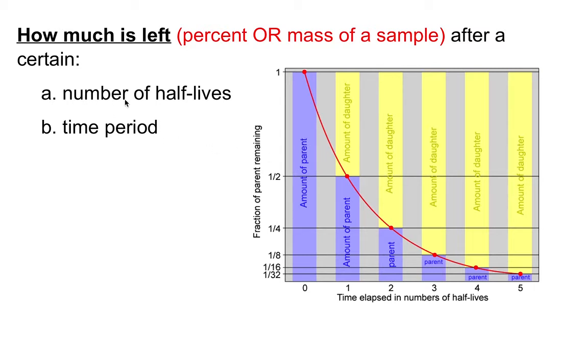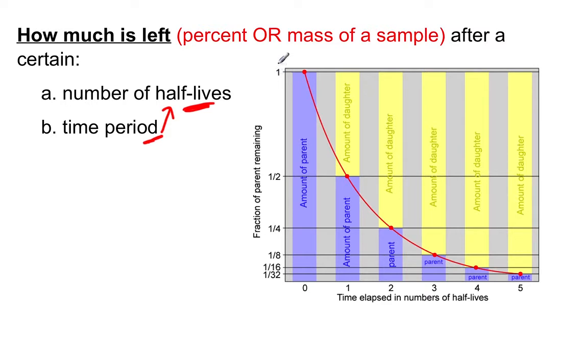Now, the problem is going to tell you the number of half-lives or the time period, and if it gives you the time period, you're going to have to do a quick little conversion to figure out the number of half-lives. This requires a little bit of work. You want to see half-lives because it's easy to think about it in terms of half-lives. So let's look at this problem.